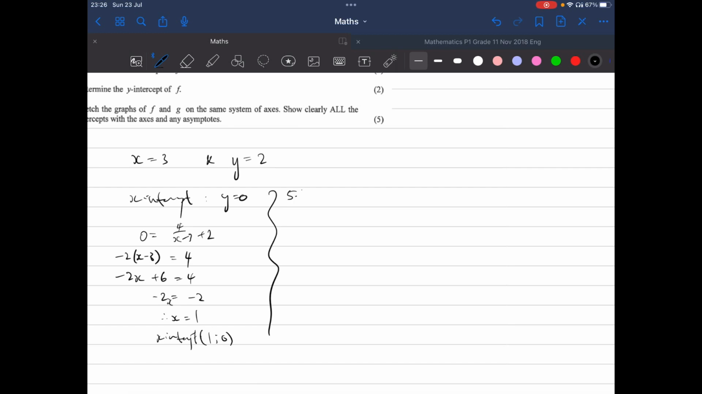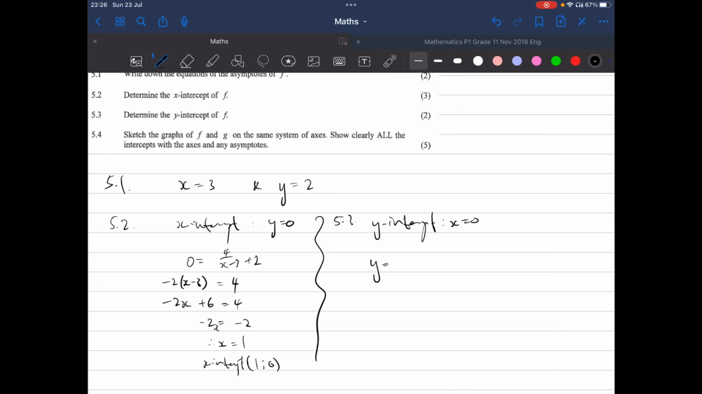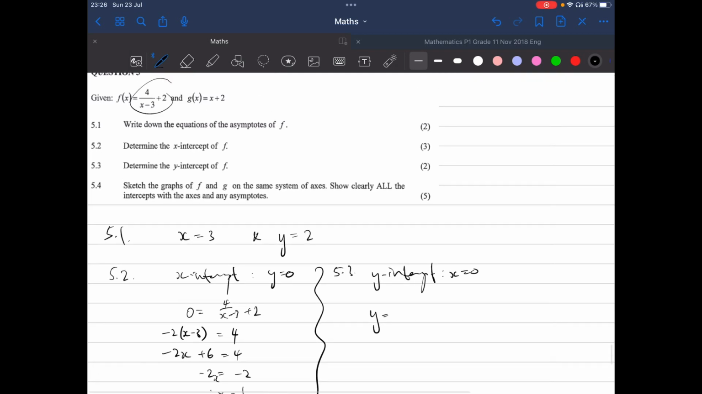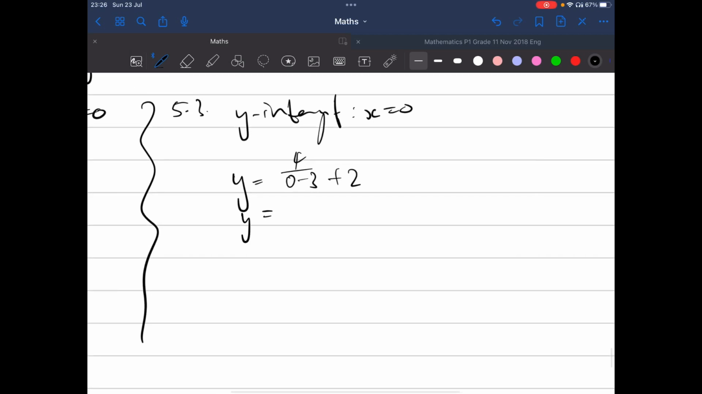Okay, so 5.3 now it's the opposite. So y-intercept, x equals 0. Okay, so y equals 4 over x, and now instead of x I'm going to put 0 minus 3 plus 2. Okay, so this just becomes negative 4 over 3 plus 2. I'm going to put that in my calculator. Negative 4 over 3 plus 2, that gives us 2 over 3. Okay, so then the actual coordinate is 0 and 2 over 3.